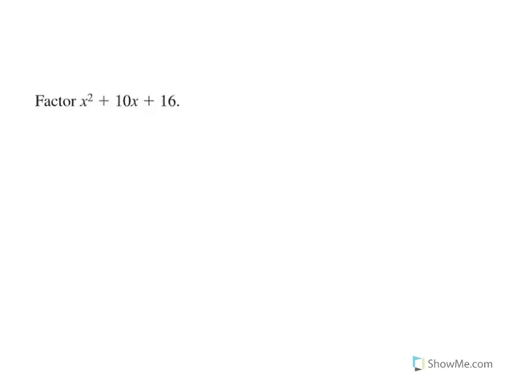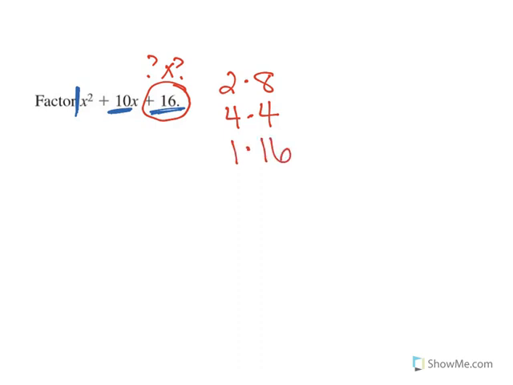So here we have a trinomial. Our a is 1, our b is 10, and our c is 16. So we need to think about what numbers would multiply to get 16. What times what is 16? Well, 2 times 8 is 16. 4 times 4 is 16. 1 times 16, we often forget this one, but sometimes that's the one that we need.